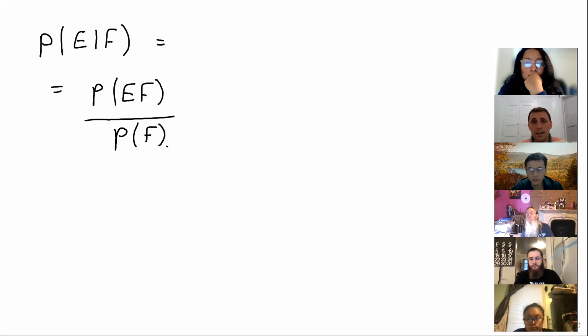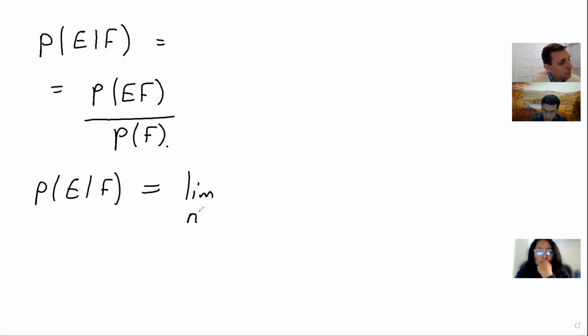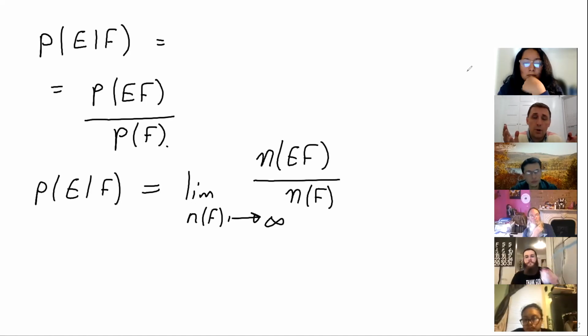One of them is the frequentist explanation. Frequentist explanation means, what are we really examining here? The probability that E occurs given F is the limit, as the number of outcomes that look like F goes to infinity, of the number of outcomes in E and F divided by the number of outcomes in F. The reason we take the intersection is because property E might have universes outside of universes in property F. Does it make sense?